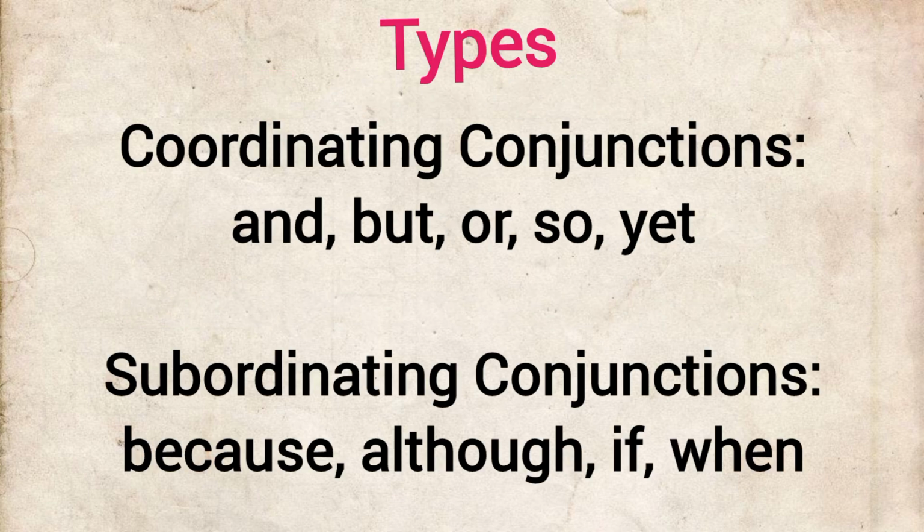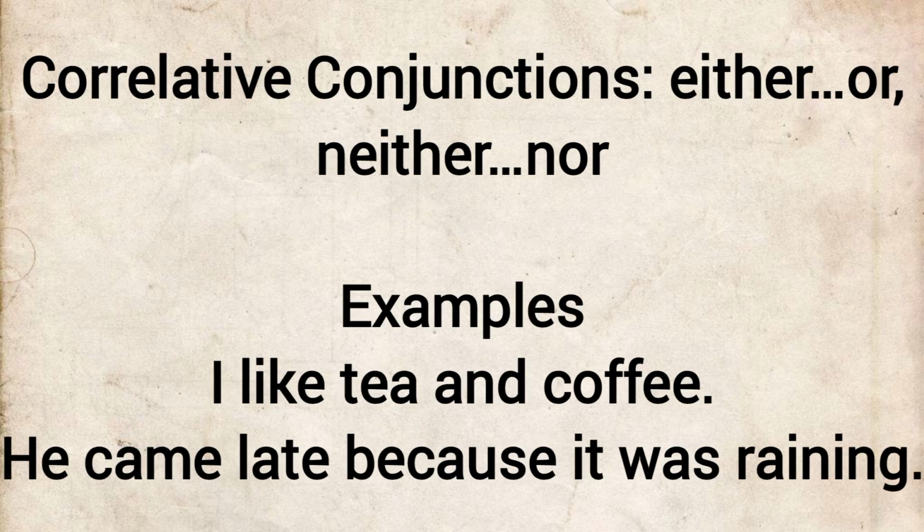Types. Coordinating conjunctions: and, but, or, so, yet. Subordinating conjunctions: because, although, if, when. Correlative conjunctions: either, or, neither, nor. Examples: I like tea and coffee. He came late because it was raining.